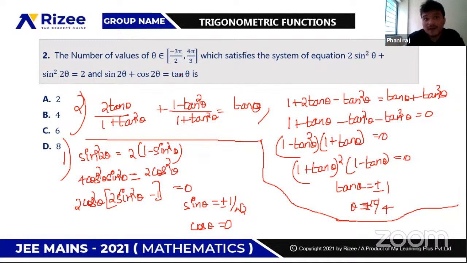There are 4 different values in this interval for which cos theta equal to 0, starting from minus 3 pi by 2, minus pi by 2, plus pi by 2, plus 3 pi by 2, correct? 3 pi by 2 is 1.5 turns. This is more, okay? So 4 different values are there.